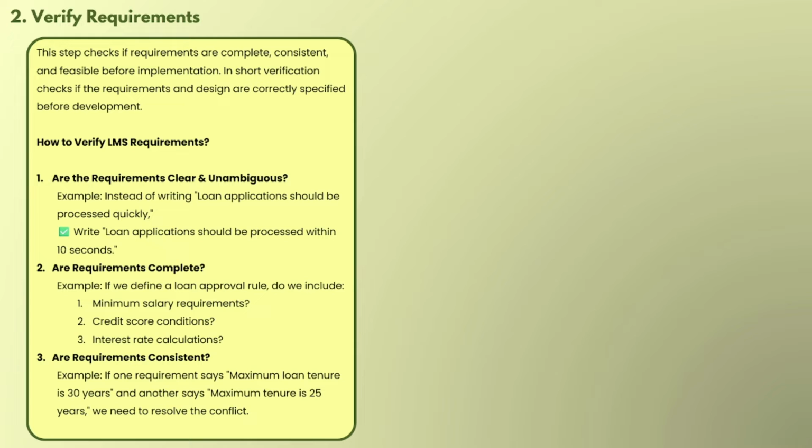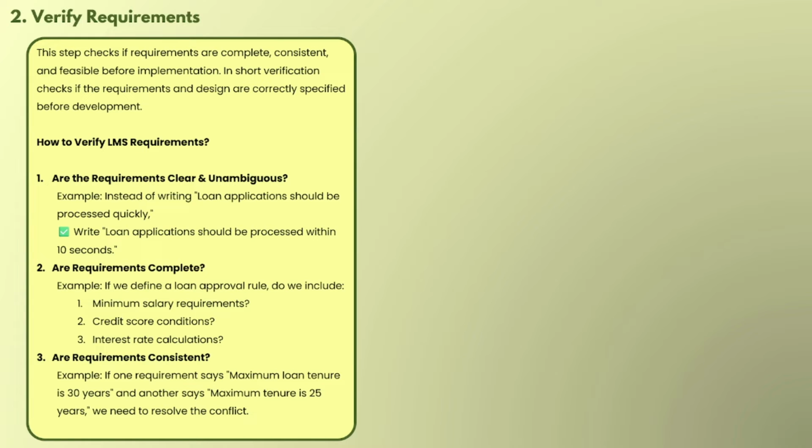We need to make sure everyone reads the same thing and interprets it in the same way. For example, instead of writing "loan application should be processed quickly," we write our requirement like "loan application should be processed within 10 seconds." So this makes the requirement very much clear.